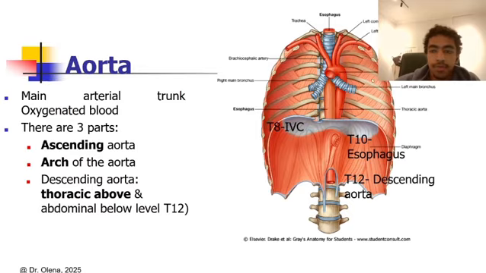We have the aorta, consisting of an ascending part, the arch, and the descending part. What was pointed out was that at T8, the inferior vena cava goes through the diaphragm, at T10, the esophagus goes through the diaphragm, and at T12, the descending aorta goes through.